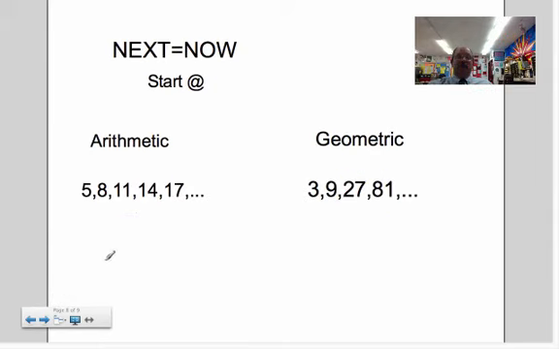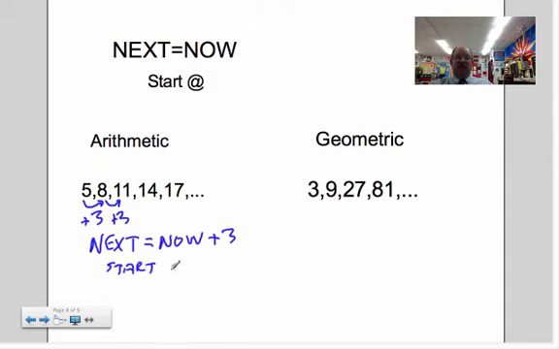So there's a little thing that we like to call a next-now equation, and it basically tells us how to get our next number if we know the number that we have now. If I look at this arithmetic sequence, every time we're adding 3. So if I were to write a next-now equation for this arithmetic sequence, I would write next, meaning my next number, is equal to now, meaning the number that I have now, plus 3. And in order for this to work, I need to know where my sequence starts. In this case, my sequence starts at 5.